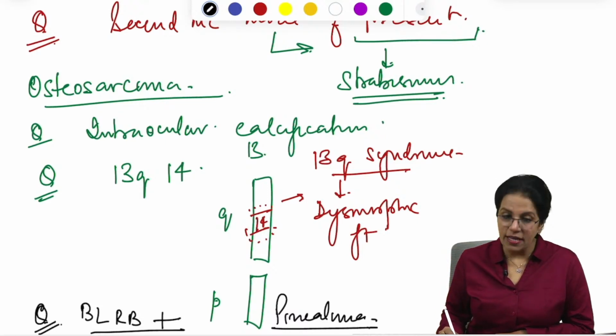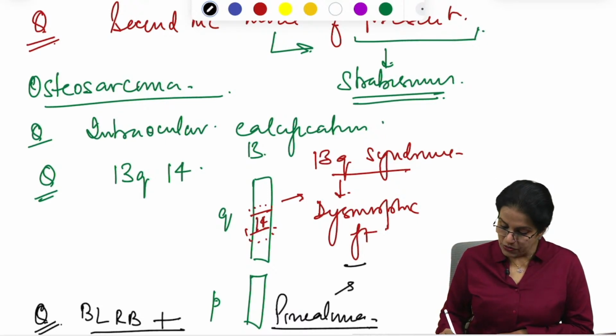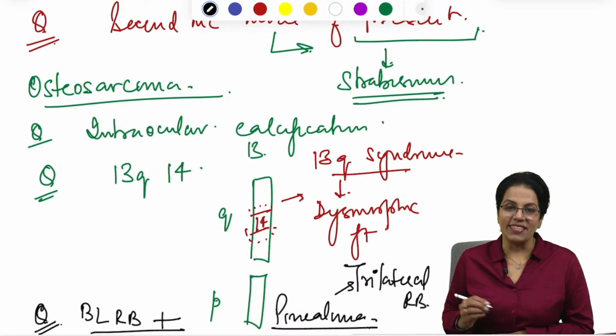So, bilateral retinoblastoma with pinealoma. This is what we call as trilateral. Okay, trilateral retinoblastoma. So that was about this image.